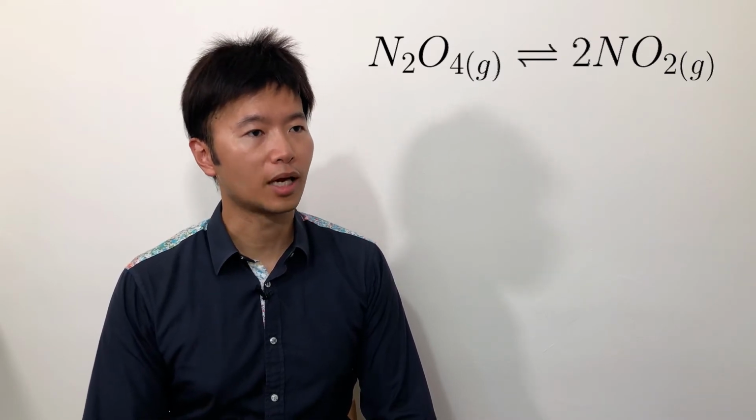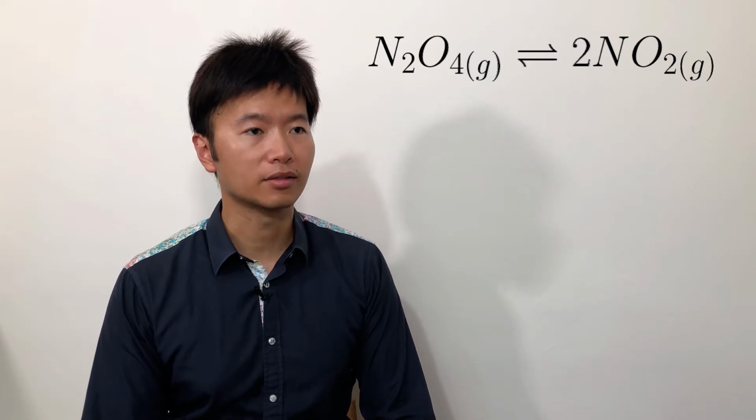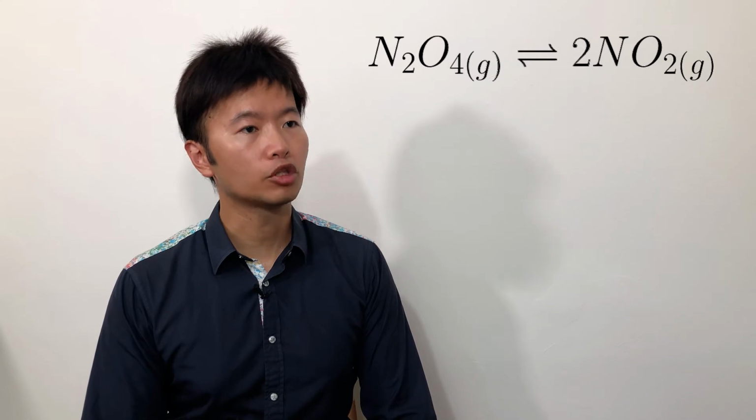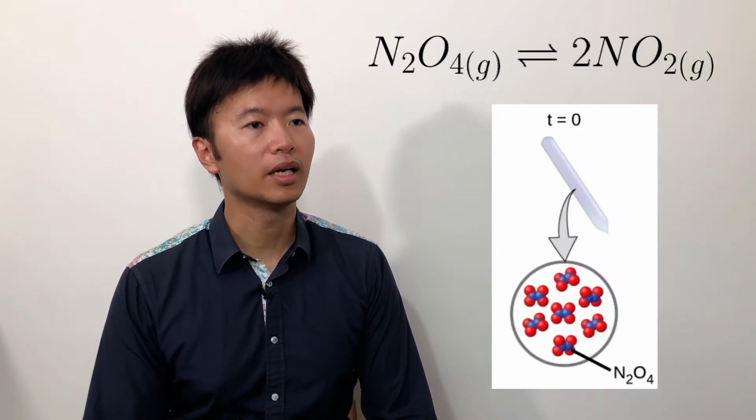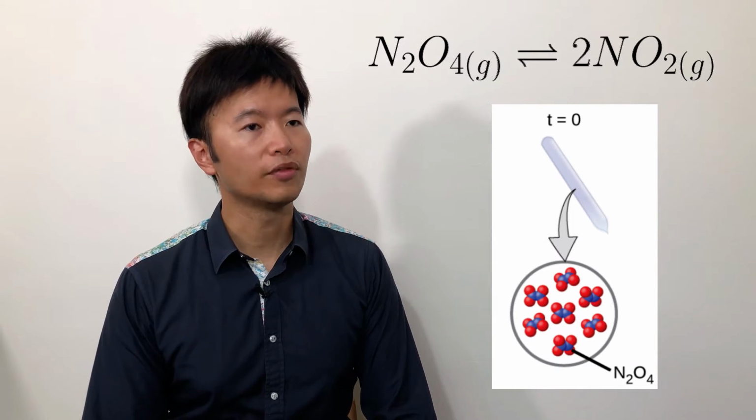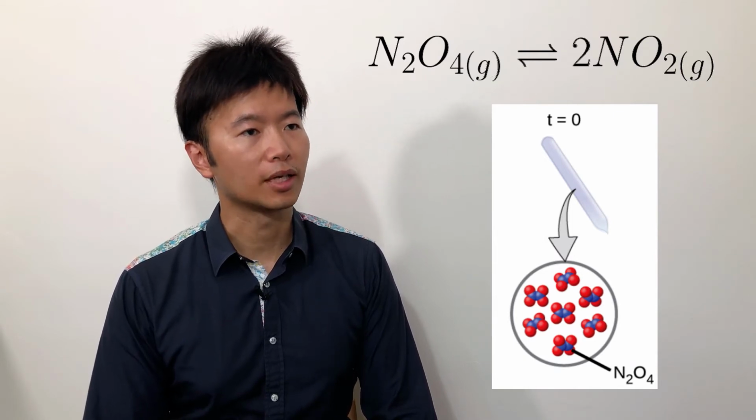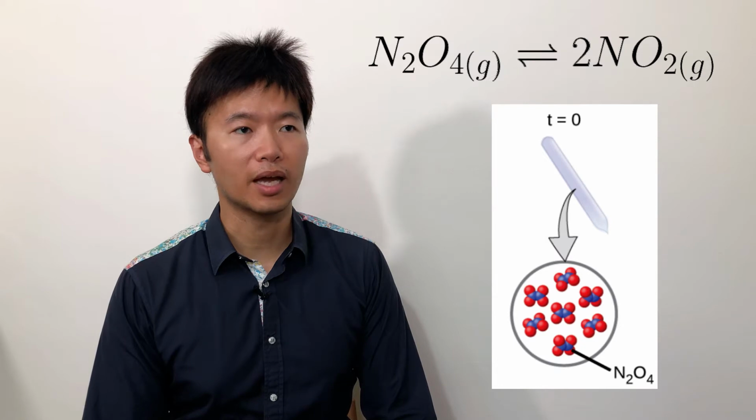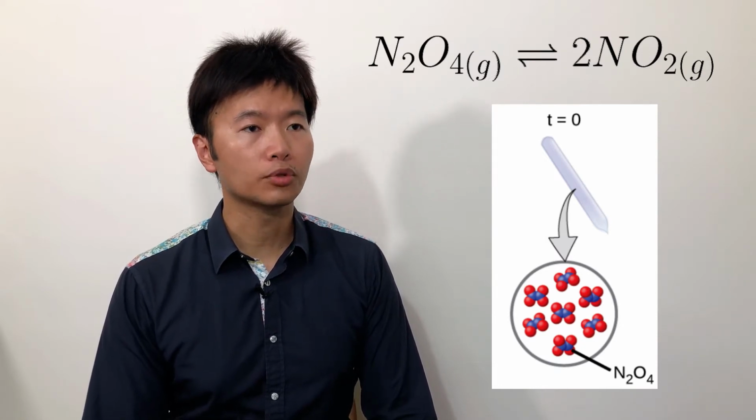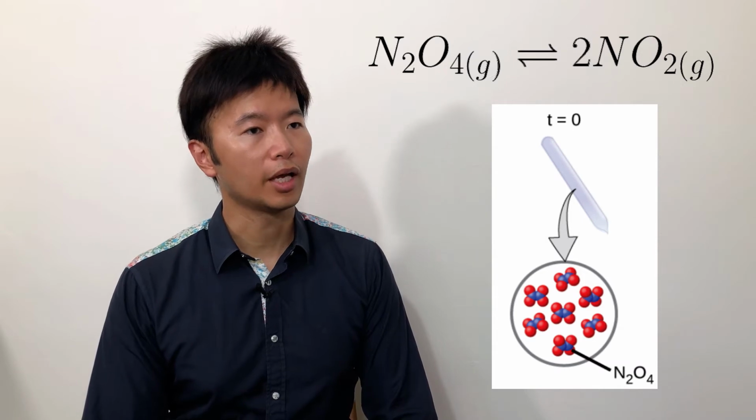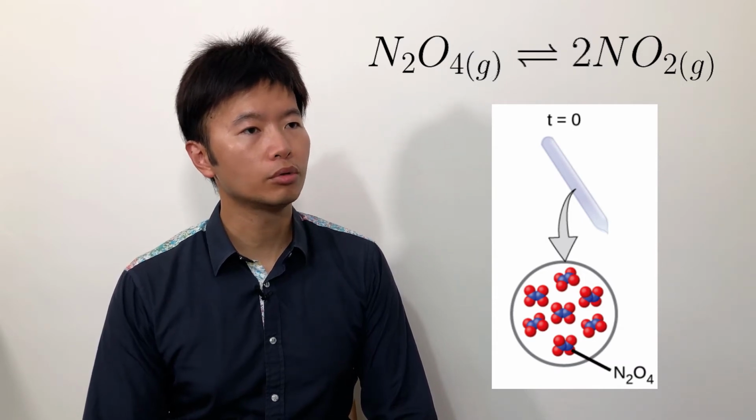Dinitrogen tetroxide is a colorless gas, and the nitrogen dioxide is a reddish-brown gas. Let's imagine that initially we start with dinitrogen tetroxide, which is a colorless gas. As time goes on, what did you observe in the container, and what could you conclude?